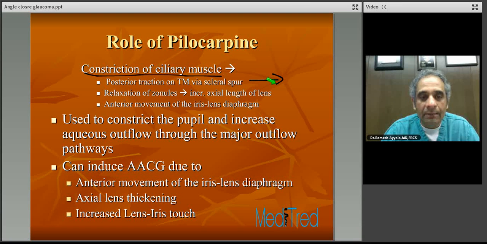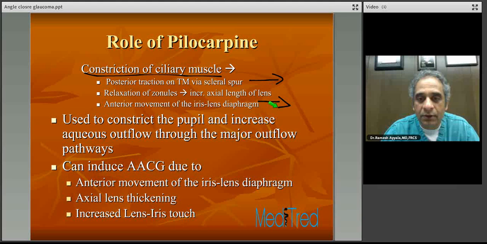Okay, but on the other hand, it also does two other things. It relaxes the zonules. It can cause the anterior movement of the iris lens diaphragm, which can lead to a paradoxical angle closure in some of these patients. So you've got to be really careful when you use pilocarpine, especially the stronger version, like 4% pilocarpine, in a patient with extremely narrow angles.